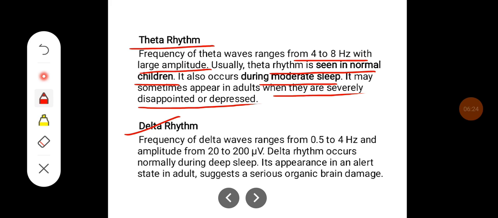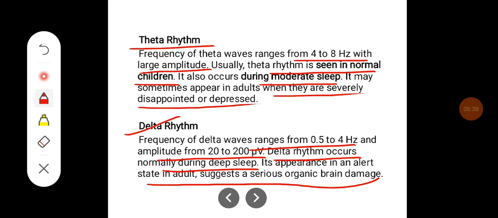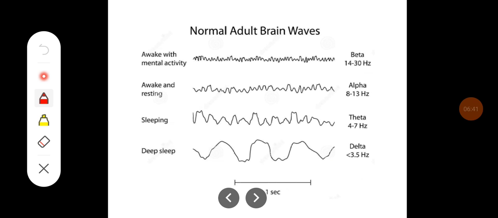Delta rhythm. The frequency of delta waves ranges from 0.5 to 4 Hz and the amplitude from 20 to 200 microvolts. Delta rhythm occurs normally during deep sleep. Its appearance in an alert state in adults suggests serious organic brain damage.